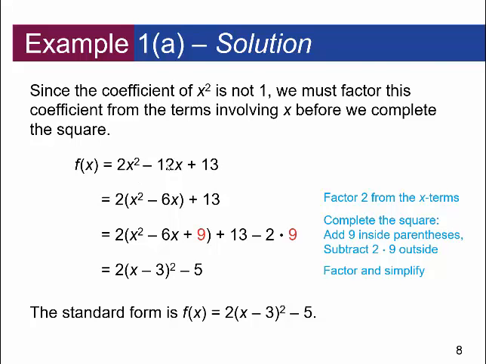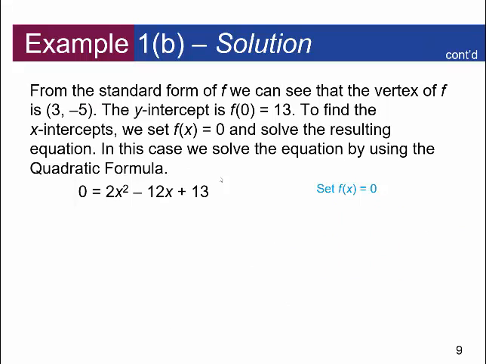The y-intercept, so where it crosses the y-axis, you just plug in 0 into this equation. And if you do, zeros cancel everything with an x out, and you're left with 13. So that's the y-intercept. So to find the x-intercepts, we set this equal to 0 and solve the resulting equation, okay? Because you're going to look where it crosses the x-axis.